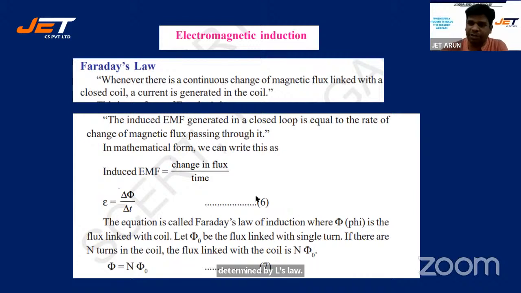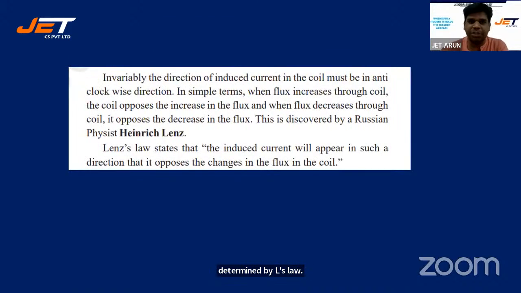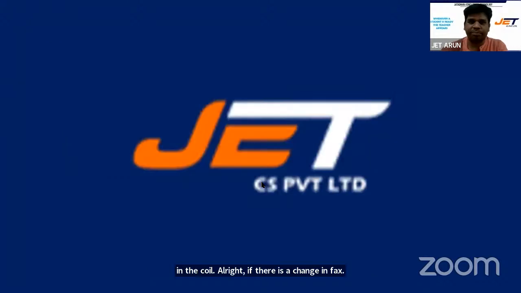Magnitude of EMF is given by Faraday's law, but the direction is given by Lenz law, which states that the induced current will appear in such a direction that it opposes the change in flux in the coil. If there is a change in flux, it opposes the change in flux. All right, students, important points are covered.